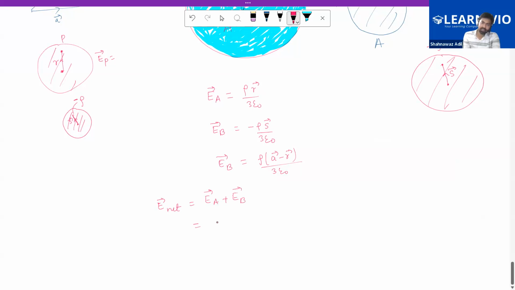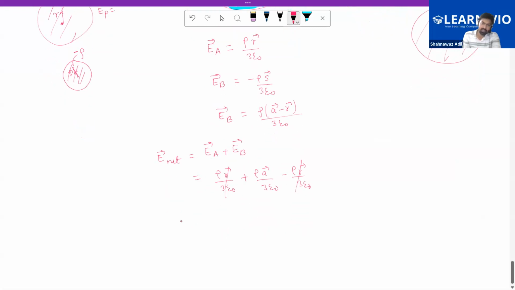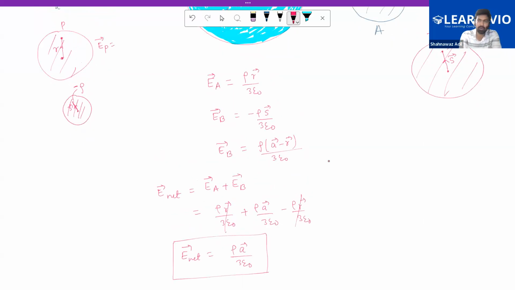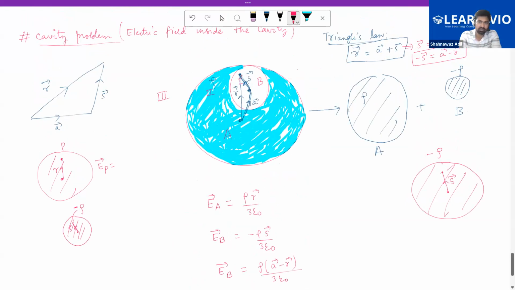Now the net electric field due to these two contributions would be the superposition. So this is rho R by 3 epsilon naught, plus rho A by 3 epsilon naught minus rho R by 3 epsilon. This part will cancel, and E net would simply be rho A by 3 epsilon. So that would be simply the electric field in the cavity, at some point in the cavity.